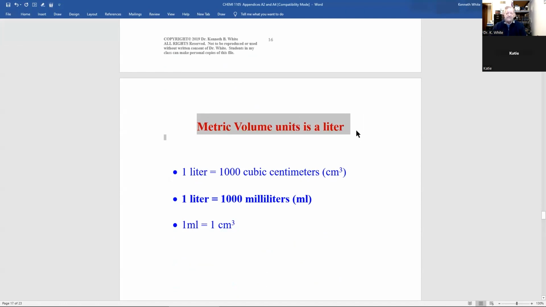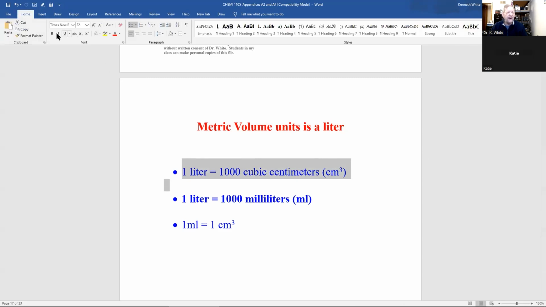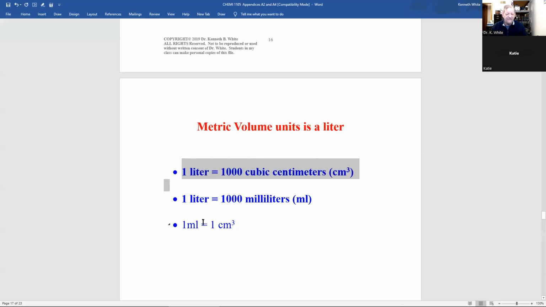Now, volume, the unit is the liter. I guess the dreaded, I'm gonna mess with your slides virus got me. All right, 1 liter is 1,000 cubic centimeters, which is abbreviated by CM superscript 3. But most of you are more familiar with 1 liter equals 1,000 milliliters. And milliliters is abbreviated by an ML. And liter is abbreviated by a capital L.